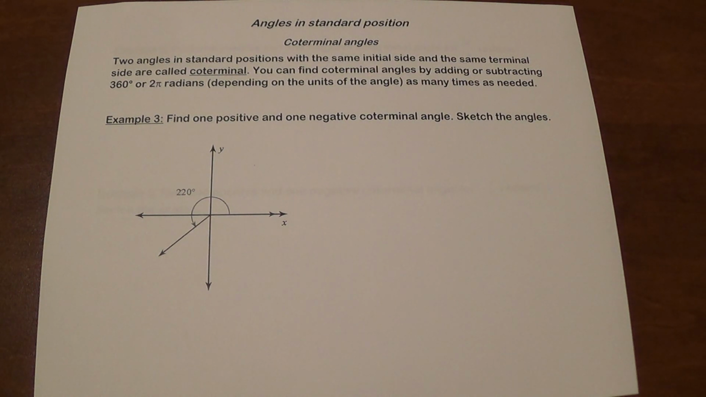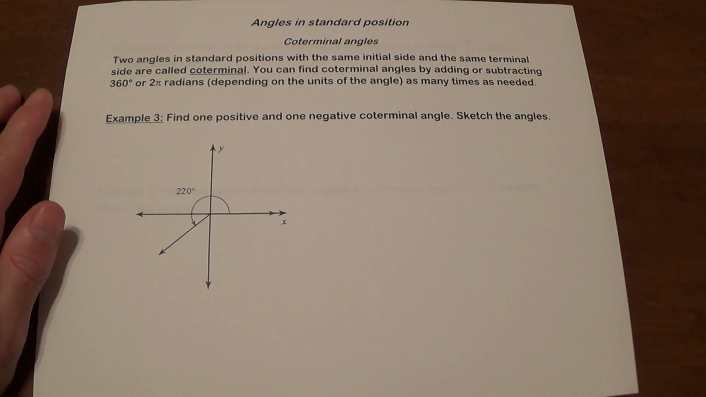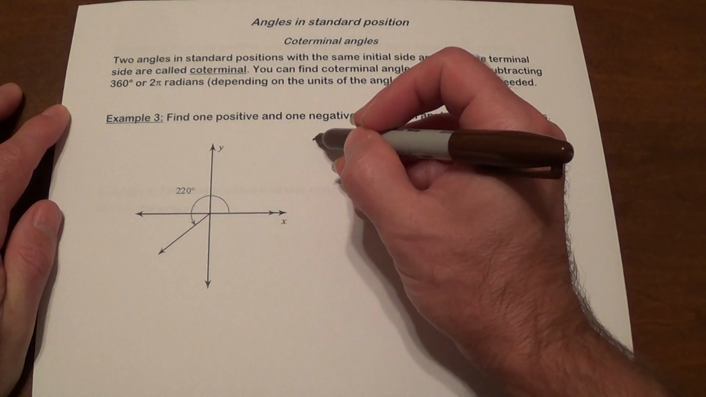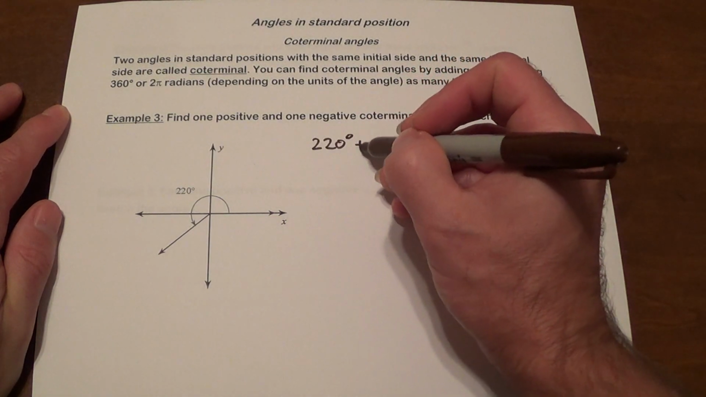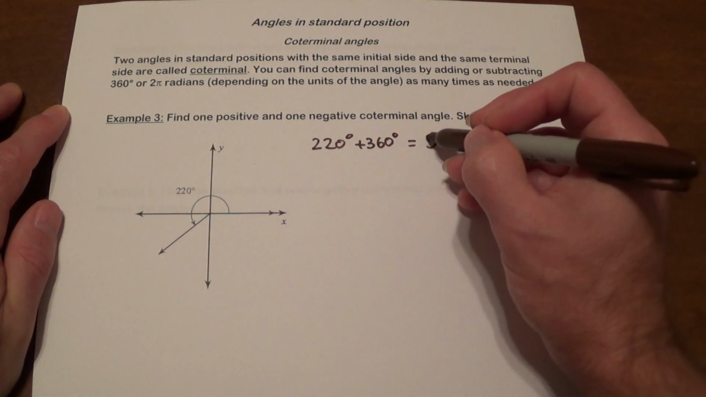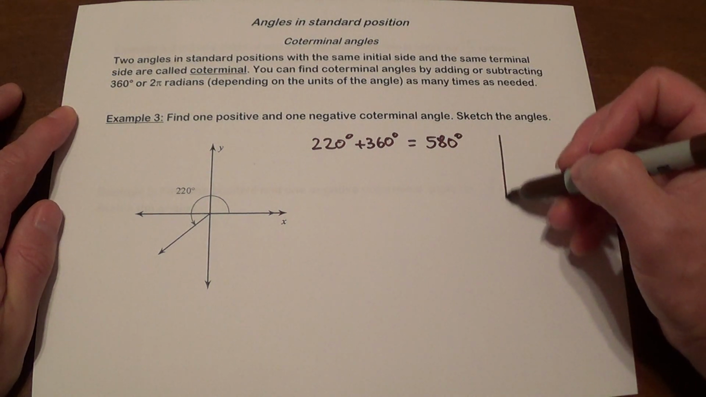So example 3. Find one positive and one negative coterminal angle, and sketch the angles. Okay, so let's do that. Let's do one positive. To get the positive, you're going to do 220 plus 360. That's going to give you 580. So how do we visualize 580?